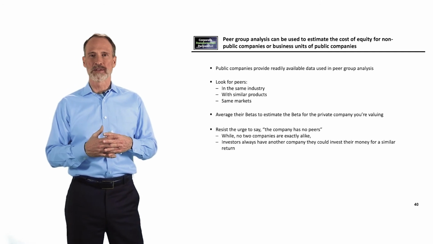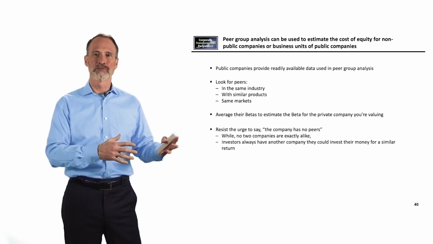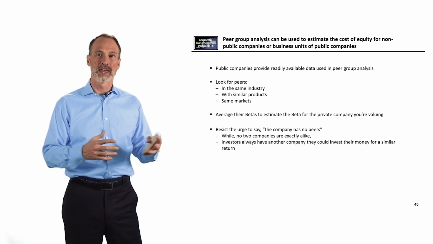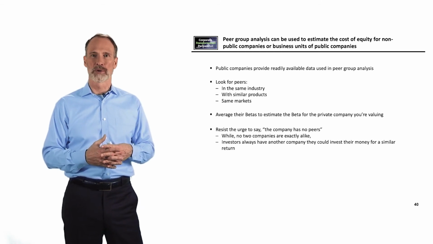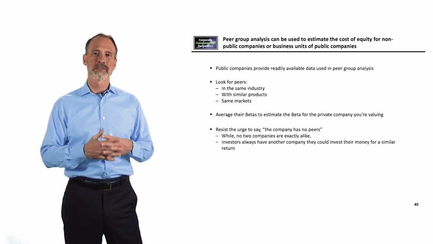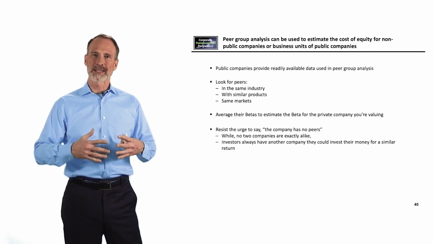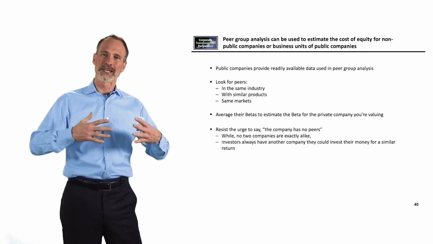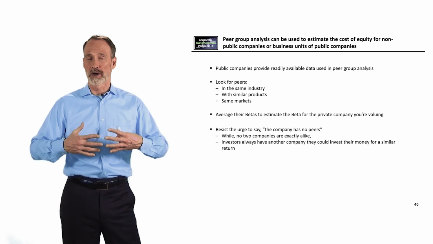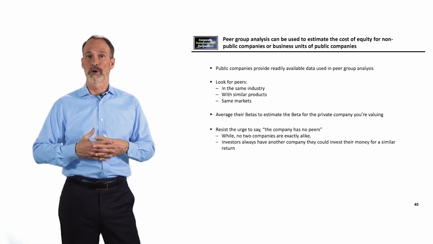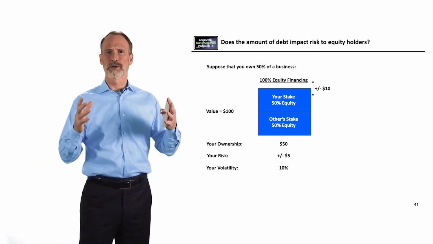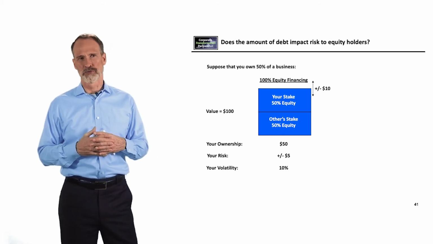What if it's the case that those peers are leveraged at a different amount than you would be leveraging the target going forward? It turns out that does matter. The amount of debt in the capital structure absolutely impacts what the betas are, or what the cost of equity is for a company. So let me see if I can generate some intuition around why that might be true.